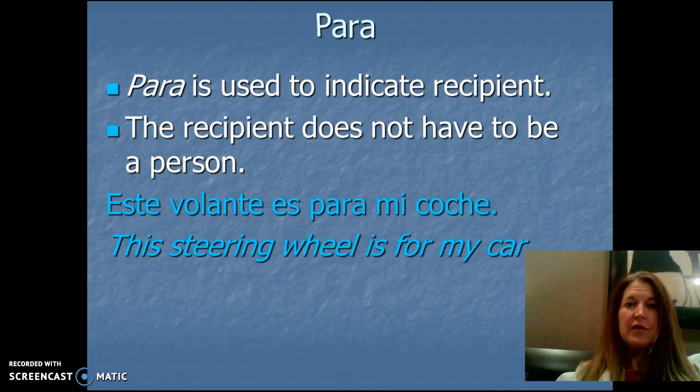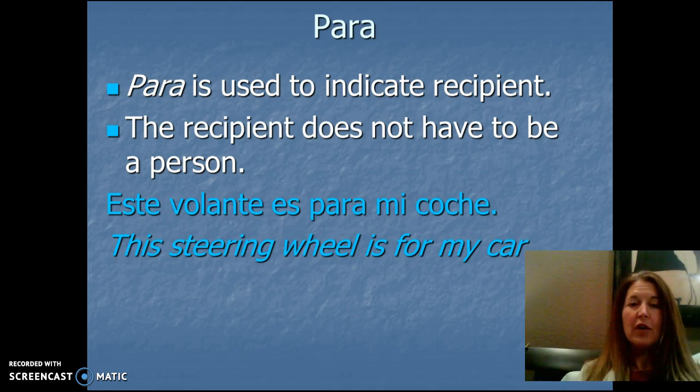Para is used to indicate a recipient, and the recipient does not have to be a person. It could also be an object, such as a car. Este volante es para mi coche. The steering wheel is for my car. It has to have some sort of recipient.